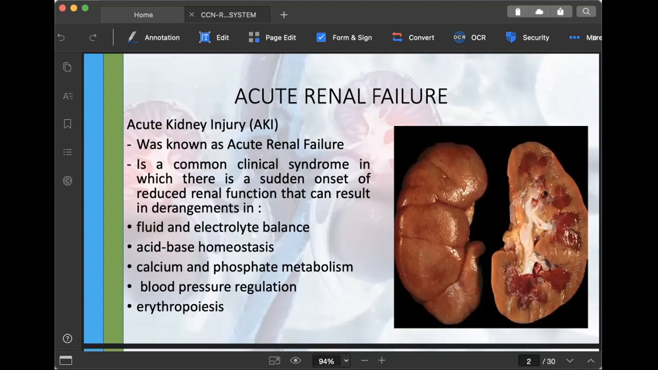So this is a very common clinical syndrome in which there is a sudden onset of reduced renal function that can result in derangement in your fluid and electrolyte balance. It also causes problems in the acid-base homeostasis, your calcium phosphate metabolism, as well as the blood pressure regulation, and of course your erythropoiesis.